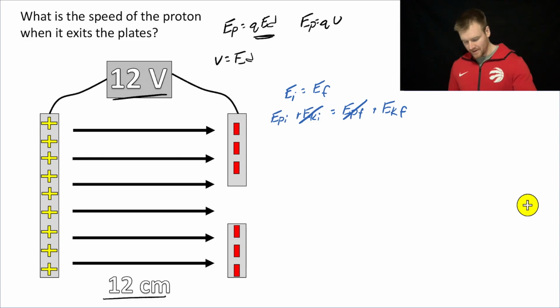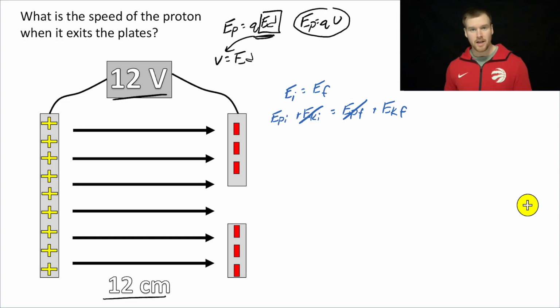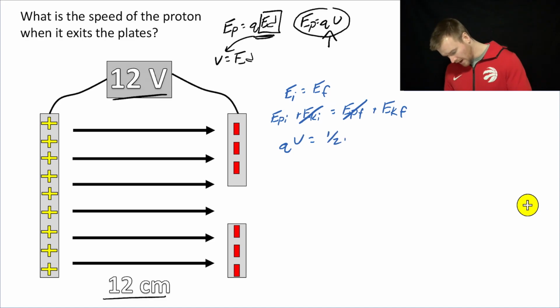Well, what I've already kind of done with this equation over here is I've replaced ED with V. And we actually already know the volts. So we could use that first one, but then we're going to end up going back the other way anyway. So I think we'll just use this one here. EP is equal to QV. So let's put that in there. QV is equal now to our kinetic energy, and that's the same formula as we saw from before, half mv squared.